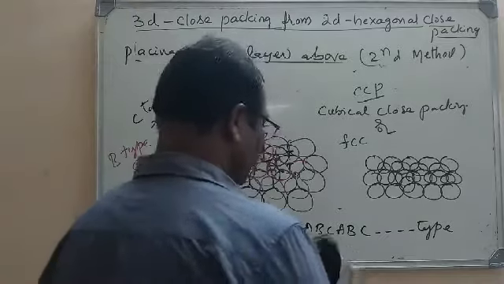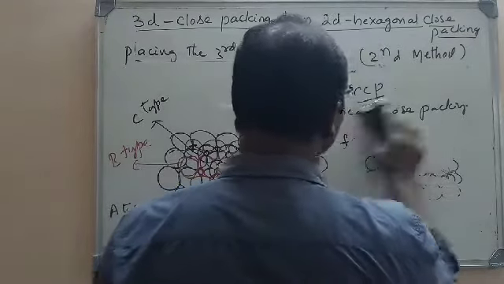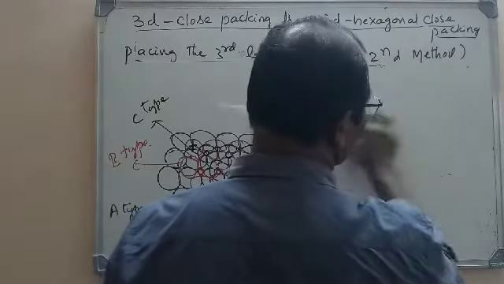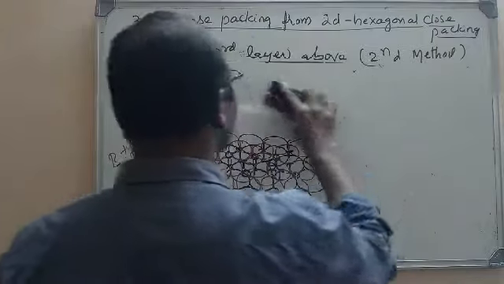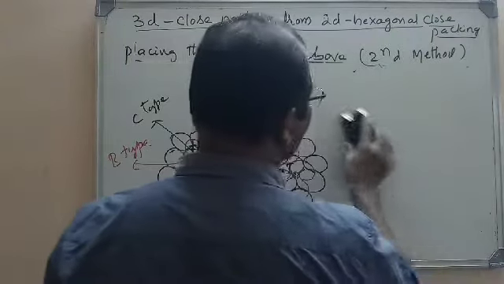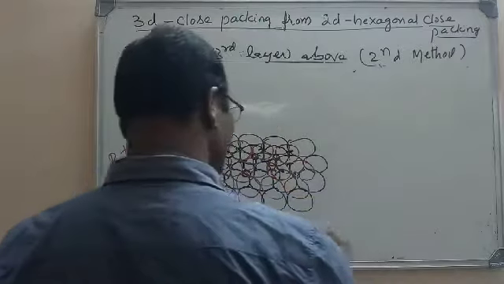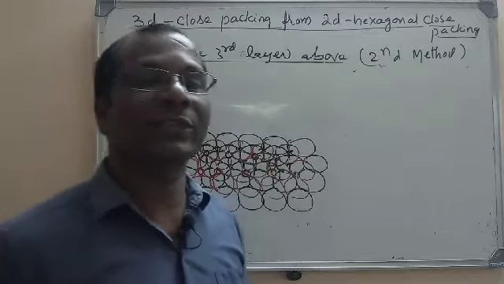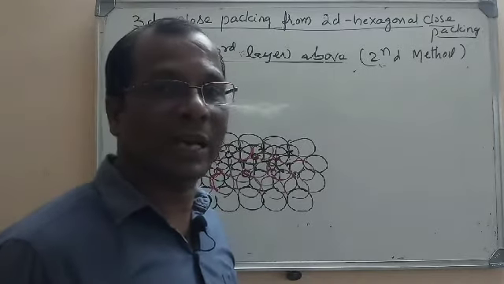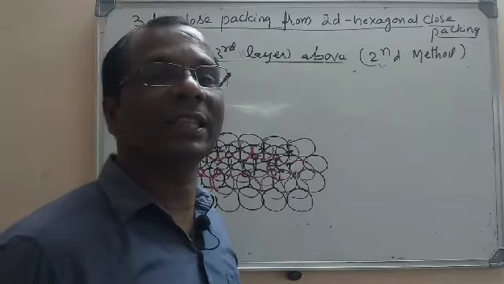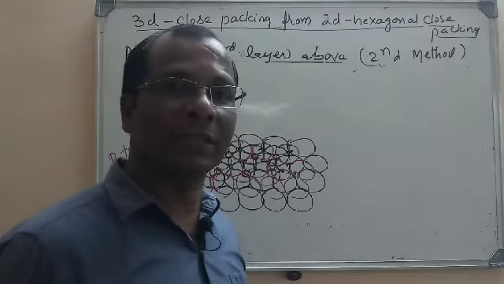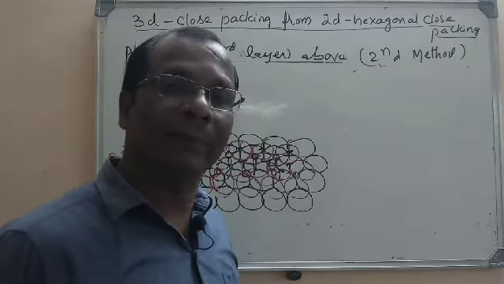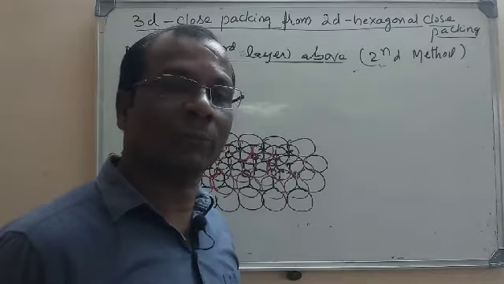So just recall, the first layer is of A type, second layer of B type, and third layer will be aligned like C type. And quickly, how the first layer is taken, above which the second layer is placed in such a way that the triangular voids of the first layer will be covered by the spheres of the second layer. And here we generate two types of voids, tetrahedral and octahedral voids. Now when we keep the third layer in such a way that the tetrahedral voids are covered, we get again the third layer similar to A, and ABAB will be the pattern, and that is called hexagonal close packing.